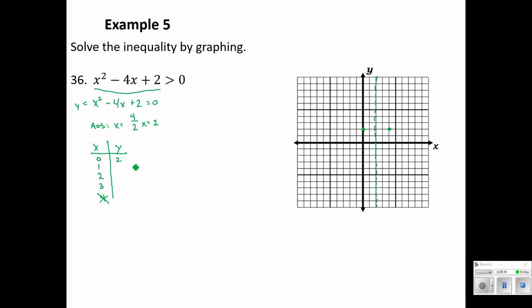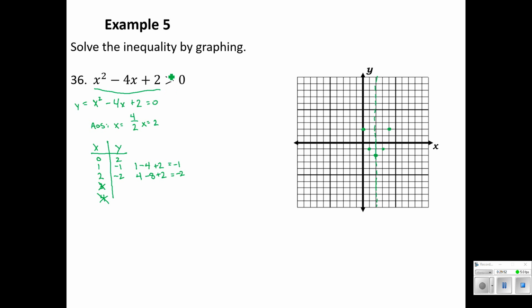Okay, how about when x equals 1? Well, then I've got 1 squared minus 4 times 1 plus 2. That equals negative 1. And I can reflect that. Hey, I don't need the x value of 3. We've got the symmetry working for us. And if we plug in 2, what we end up with is 2 squared minus 4 times 2 plus 2. That equals negative 2. So at 2, I'm down at negative 2, and we can see our parabola forming very nicely.